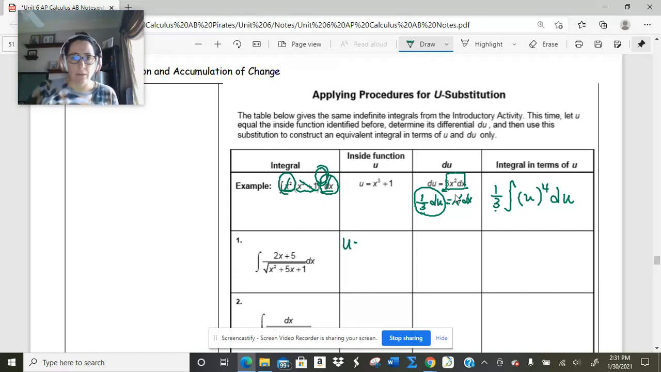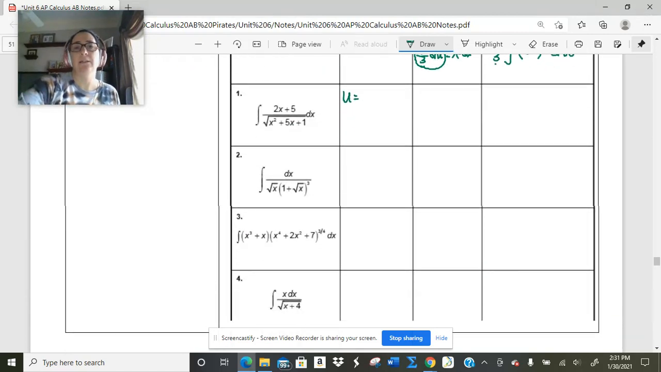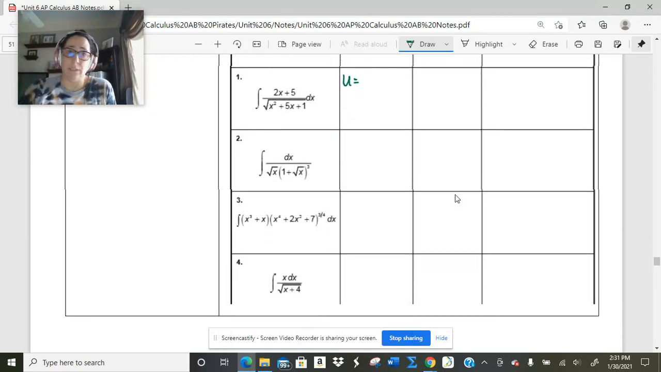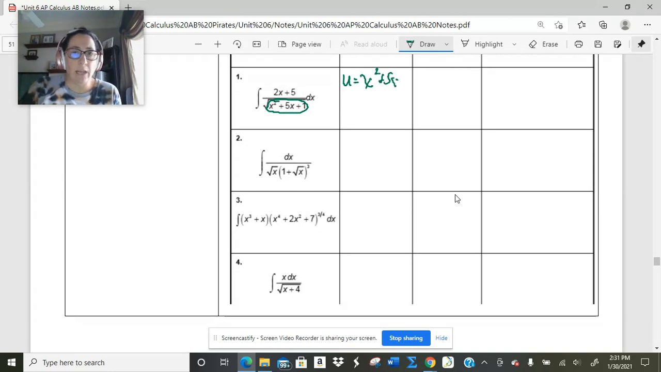So let's look here. A lot of times we want our u to be the inside of a function and or the denominator. Well, in this case, it is in the denominator, but I only want to look at the inside. So I'm going to make my u be my x squared plus 5x plus 1. Then I always take the derivative of whatever I picked for my u. So this derivative is now 2x plus 5 dx. And holy moly, look how beautiful that is. This whole thing now becomes my du.